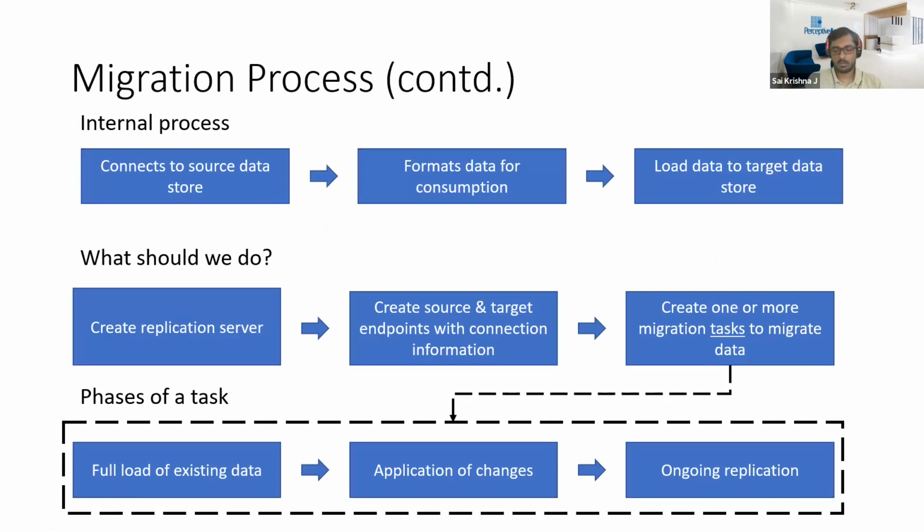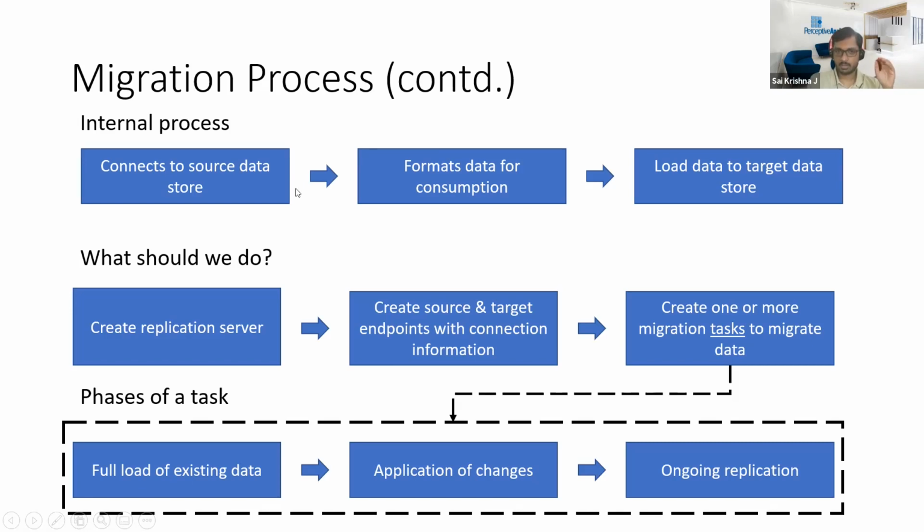So what is the internal mechanism of this migration process? This is how it happens. When you initiate this process of data migration on DMS, the DMS platform connects to the source data source, and then it formats the data for consumption. So any schema changes, any data type changes, or any other structural changes to that data or to those tables, that process happens over here. And once that process completes, it loads this data to the target data store. So that is the process that happens internally.